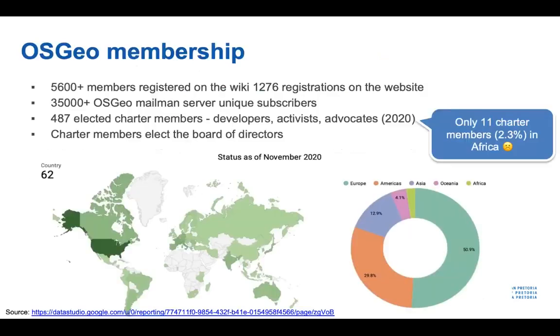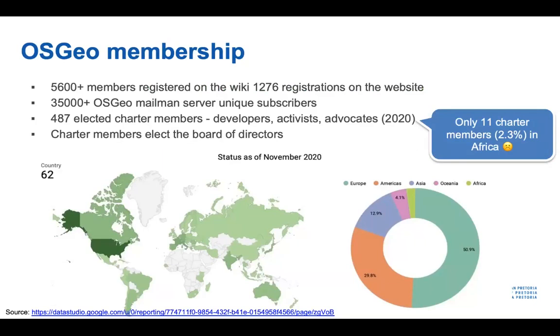Just a little bit about OSGeo membership. As you can see here, a bit about the numbers. What I wanted to especially highlight is that currently in Africa, my focus will be mostly about Africa for this, there's only 11 charter members, which is 2.3%. You can see that the oceanic area also has quite a low number, as well as Asia. But this 2.3 is quite low.